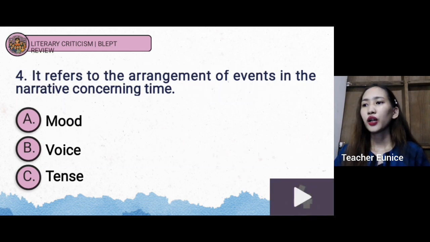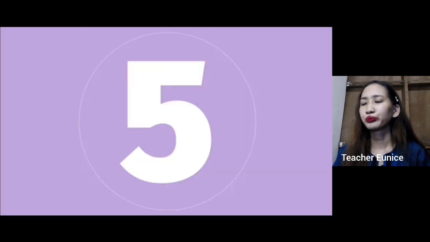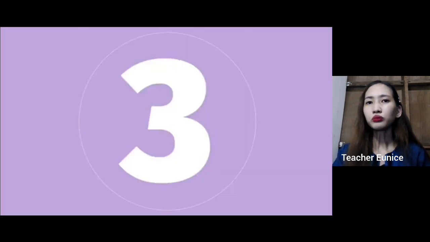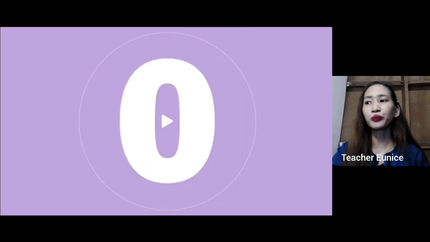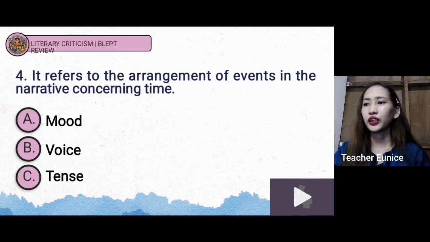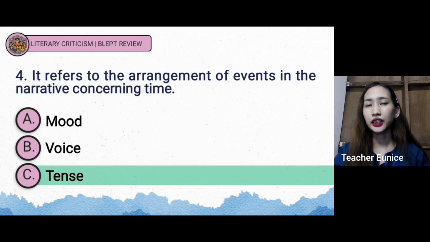It refers to the arrangement of events in the narrative concerning time. So letter A, mood, letter B, voice, and letter C, tense. So your 5 seconds timer starts now. Okay, time's up. So the correct answer is letter C, tense.